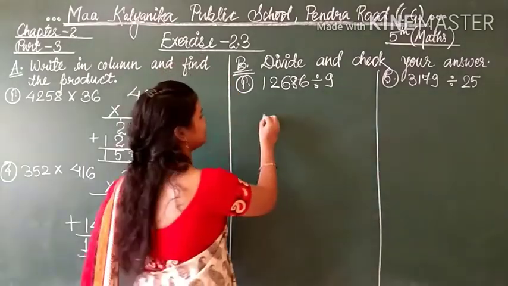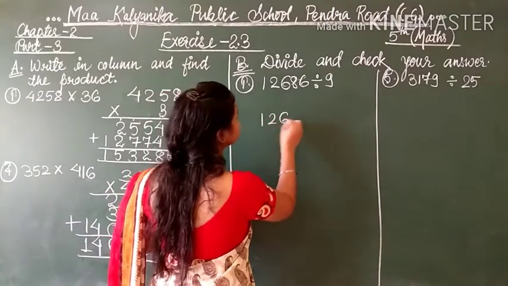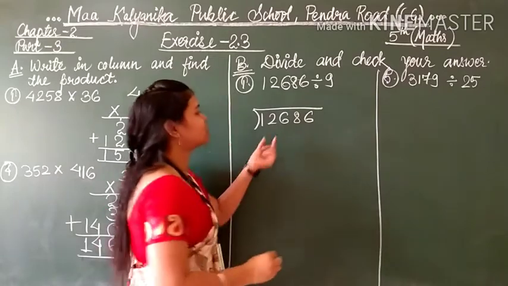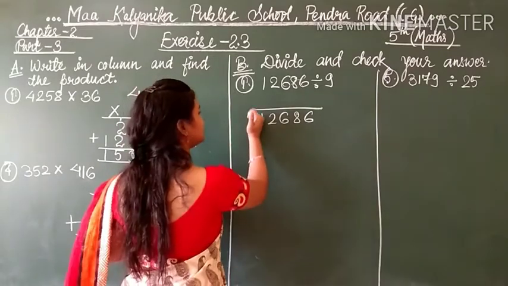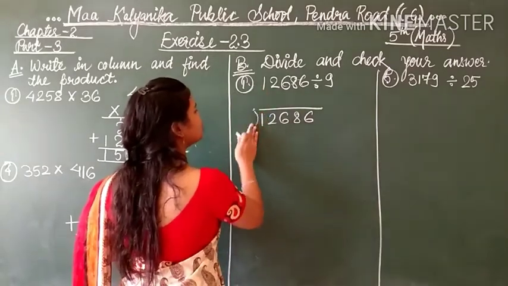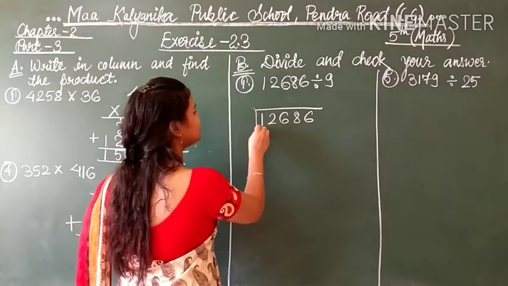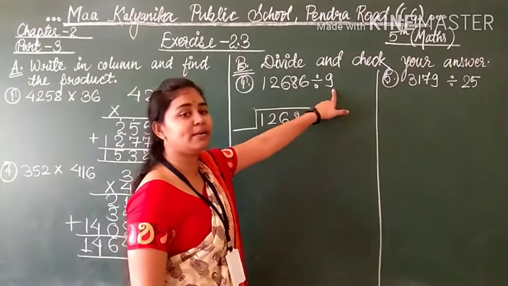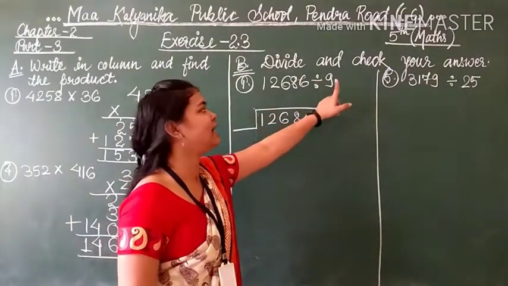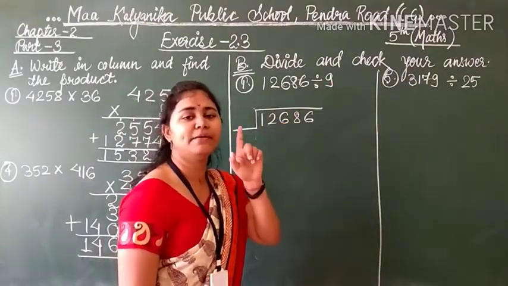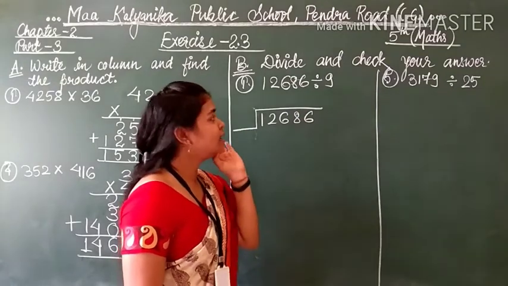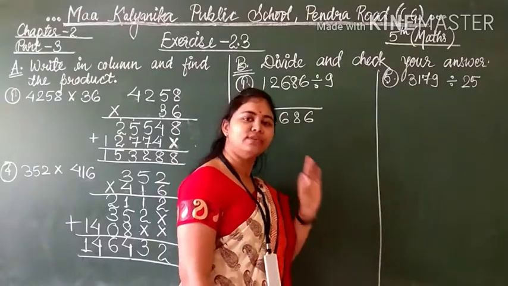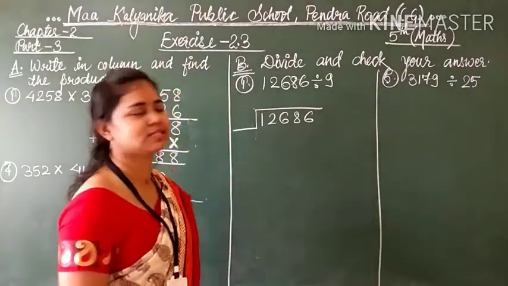Okay. So see here. 1, 2, 6, 8, 6. It means 12,686 is the number. In this way you can write like this, or you can even write like this, so that you should not be confused. So see students, divided by 9. So you have to divide by 9. To divide by 9 you should know the multiplication, or you should know the table of 9, so that you can divide this number by 9.